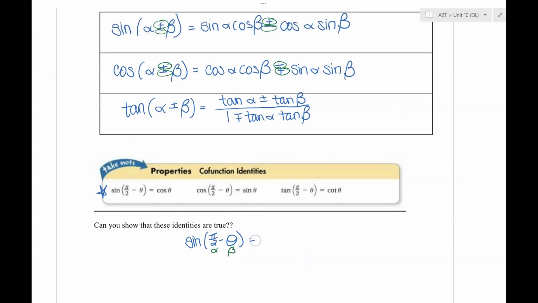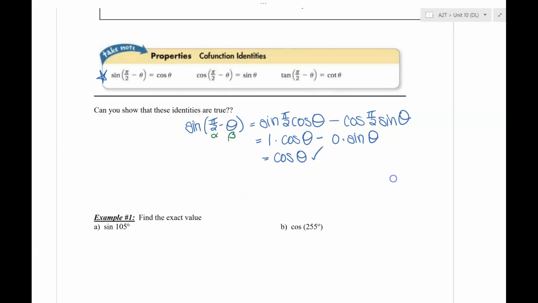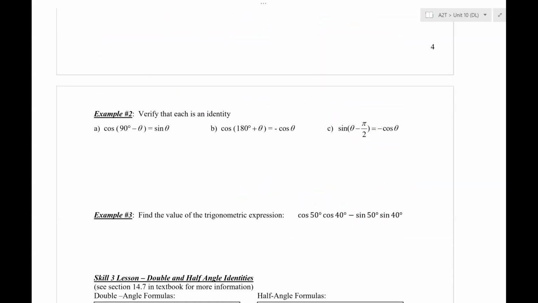Okay, so we're going to use the sum and difference formulas. So that means sine of the first angle times the cosine of the second. Sine is the same. Okay, so then it's going to be cosine of the first angle, sine of the second. Well, the sine of pi over 2 is 1. So 1 times cosine of theta minus cosine of pi over 2, which is 0. So then we're left with cosine of theta. That's why they are true. You can do the other two. It's pretty awesome. I want to get through some of these examples with you.